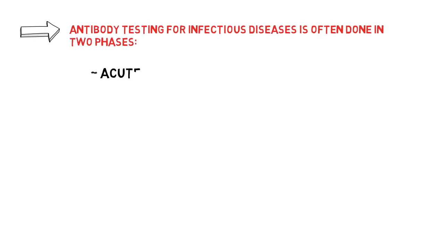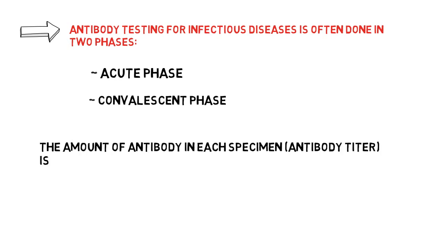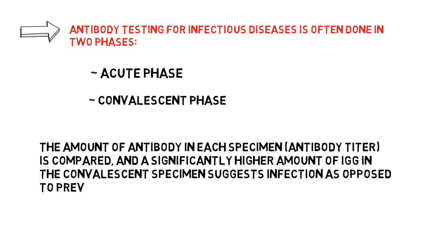Antibody testing for infectious disease is often done in two phases: during the initial illness, known as acute phase, and after recovery, known as convalescent phase. The amount of antibody in each specimen, that is also called antibody titer, is compared, and a significantly higher amount of IgG in the convalescent specimen suggests infection as opposed to previous exposure.